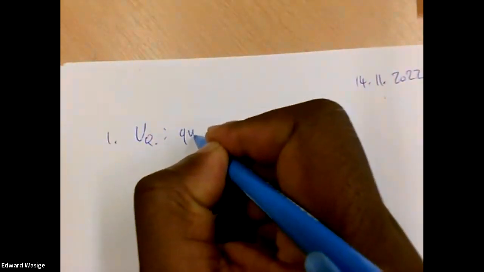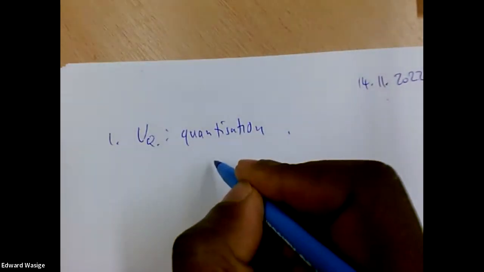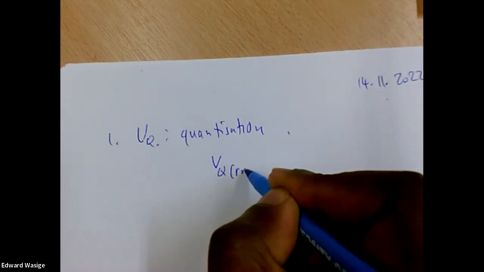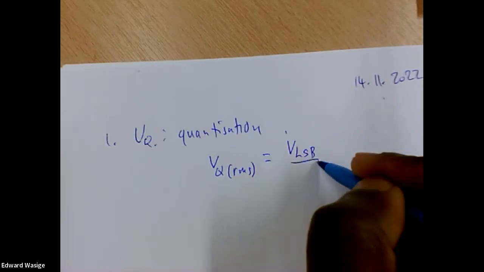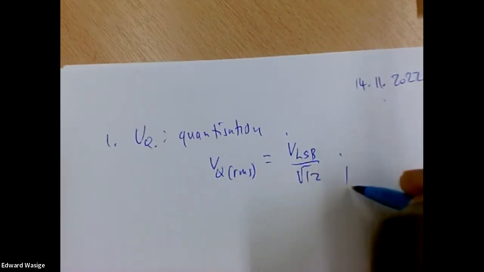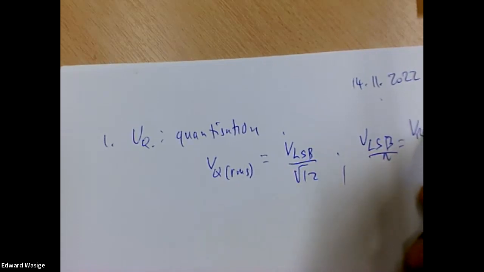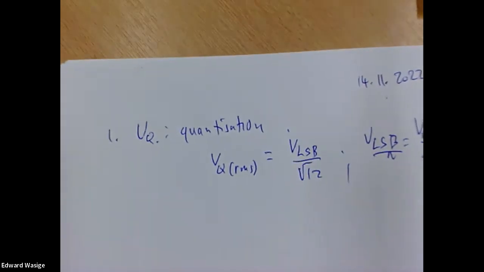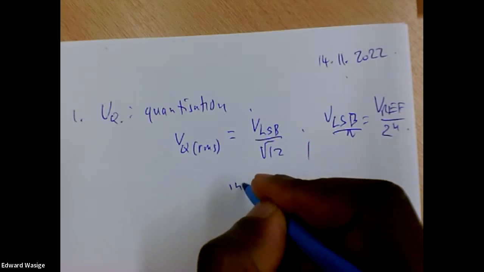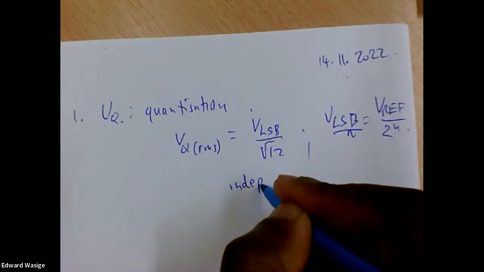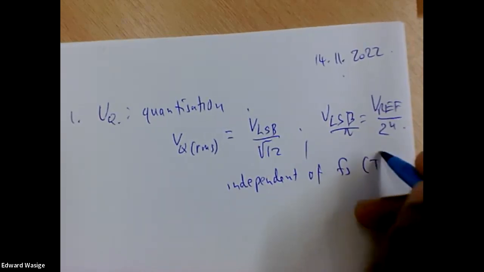It's quantization noise. We established that VQ, the RMS value, is given by VLSB divided by root 12. And of course, we know that VLSB is equal to VREF over 2 to power n. And this is independent of Fs, or the sampling period.